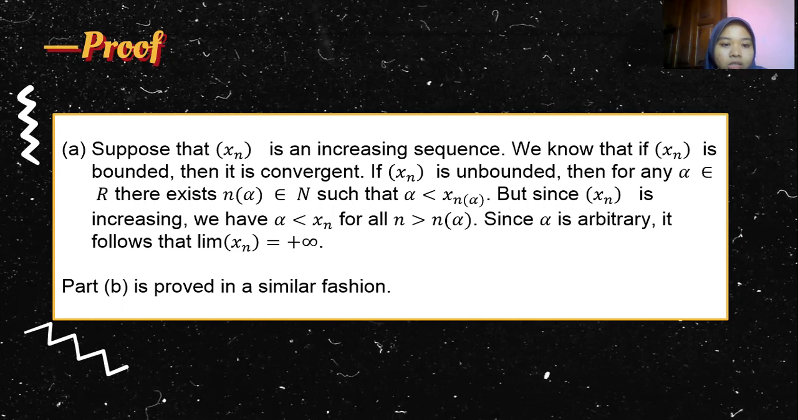Part B is proved in a similar fashion. So suppose that (xn) is a decreasing sequence. Since (xn) is unbounded, then for any alpha in the real numbers, there exists n alpha in the natural numbers such that alpha is greater than x(n alpha). But since (xn) is decreasing, we have alpha greater than xn for all n greater than n alpha. Since alpha is arbitrary, it follows that the limit of xn equals negative infinity.